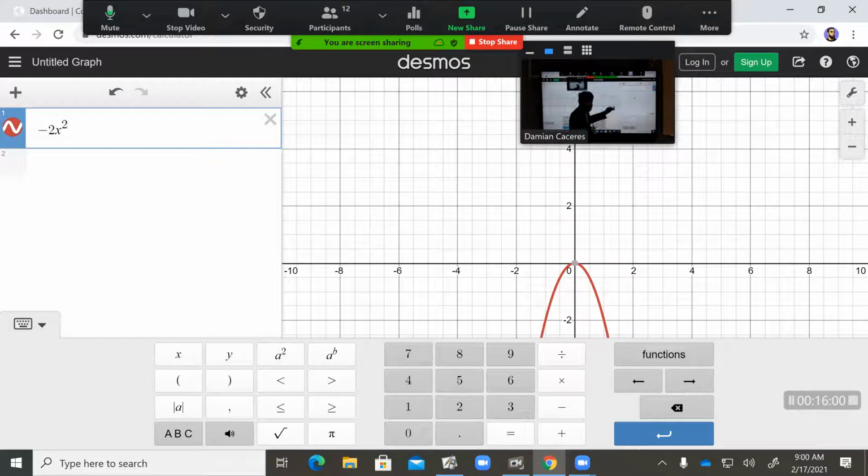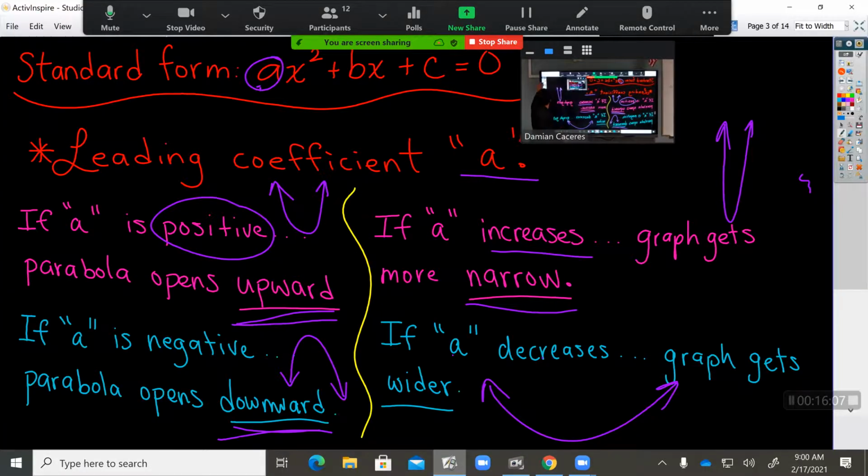Any questions on the graphs and the value of A and how it affects it? All right, let's go to the next page.